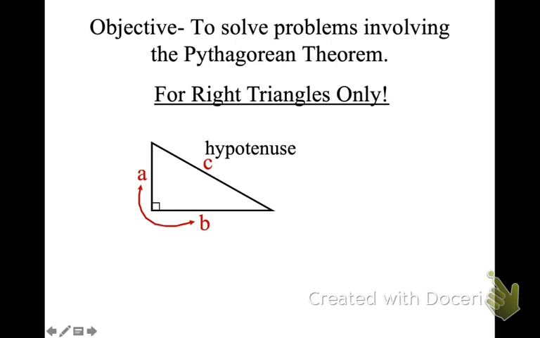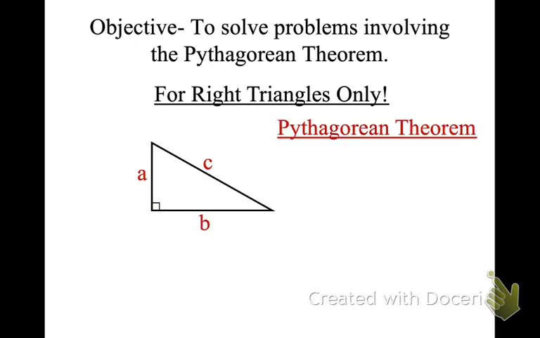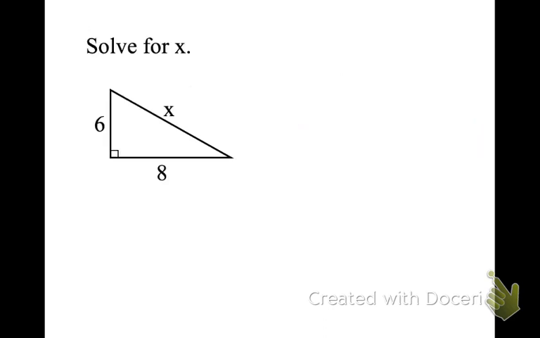So the legs are interchangeable. You can call one leg A, the other B, or the other leg A and the other leg B. But the hypotenuse always has to be C. It's always opposite the right angle. And the way the Pythagorean theorem works is a squared plus b squared equals c squared. So let's try it. We always start out with a formula.